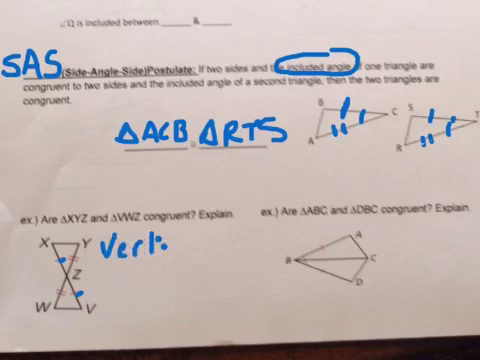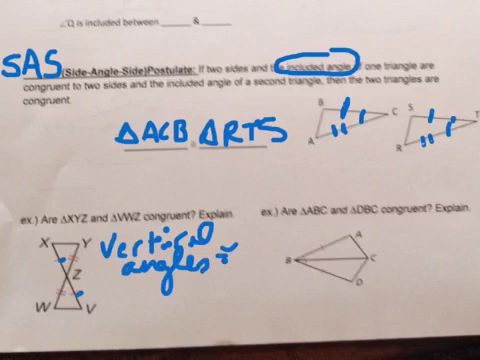Vertical angles are congruent. If I were to write a proof that this is congruent by side angle side, I could say XZ is congruent to VZ, YZ is congruent to WZ, and angle XZY is congruent to angle VZW. So I can mark these congruent, and since that is the included angle, these are congruent by side angle side.